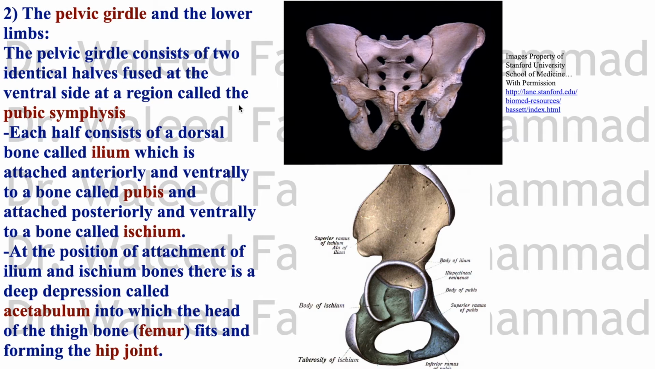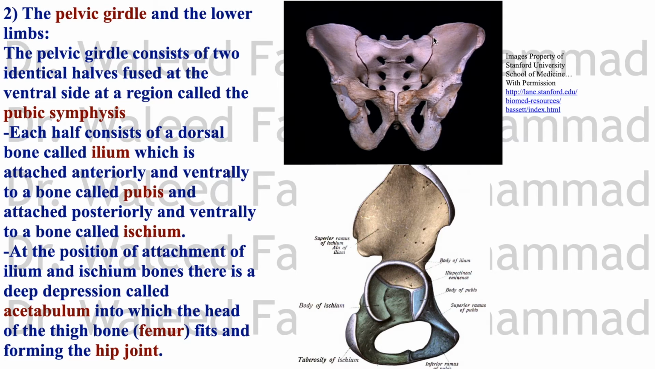The pelvic girdle. Now we're going to the lower limb. The pelvic girdle is formed of 2 identical bones, one on each side, connecting to the sacrum of the vertebral column to form the pelvis. This is the pelvis. Now these 2 bones posteriorly articulate with the sacrum, but anteriorly they articulate with each other in what is called the pubis, or the symphysis pubis.